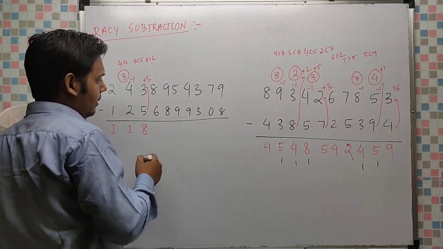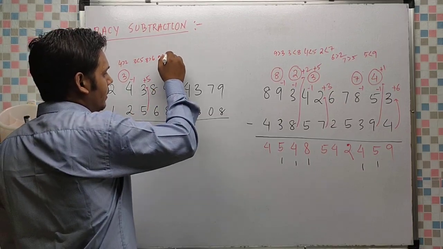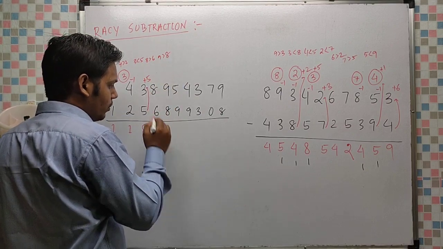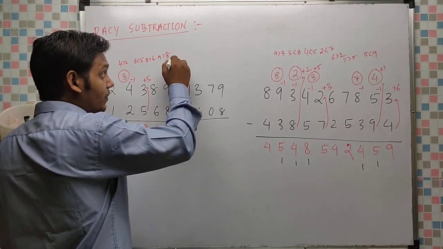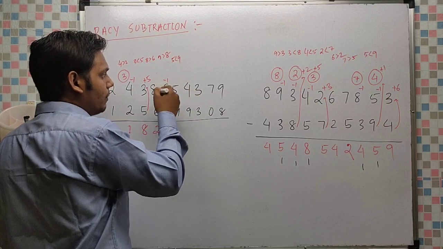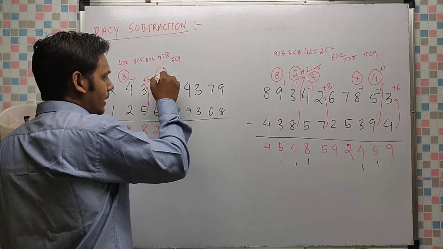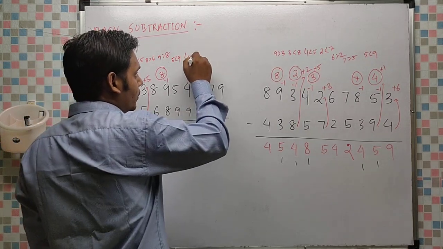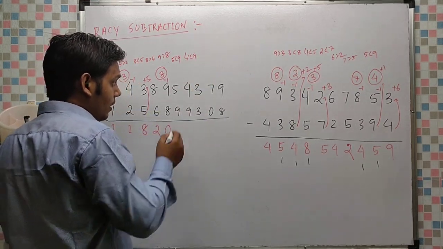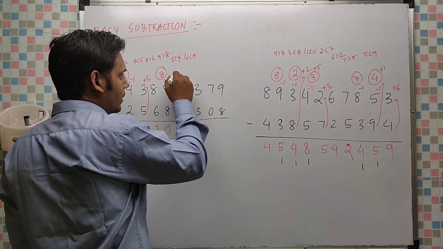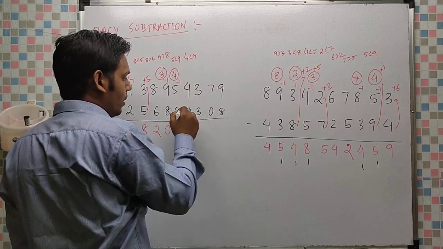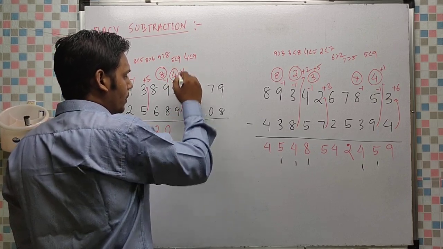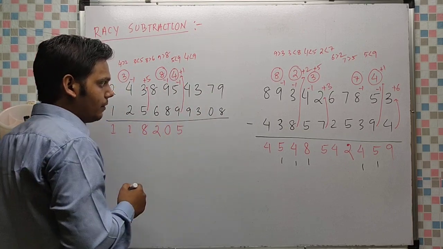9 is greater than 8, so 8 minus 6 is directly possible, so 2. 5 is less than 9, so this number will be decreased by 1, 8. 8 minus 8, that is 0. 4 is less than 9, so this number will be decreased by 1, that is 4. 5 minus 1, 4. And the 9 complement you have to add, 4 plus 1, that is 5.